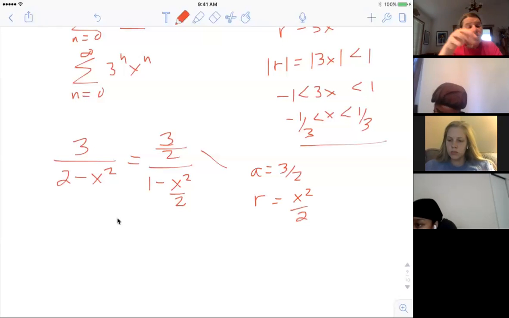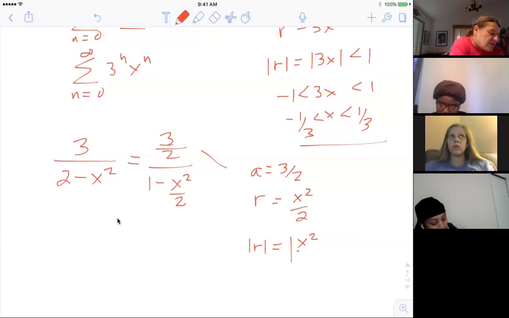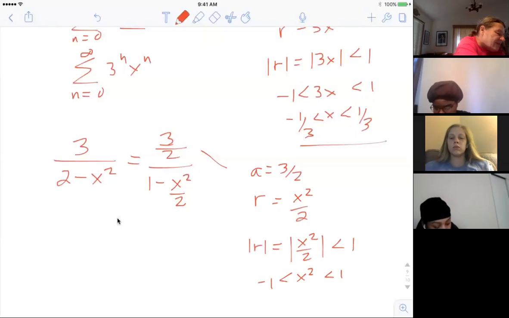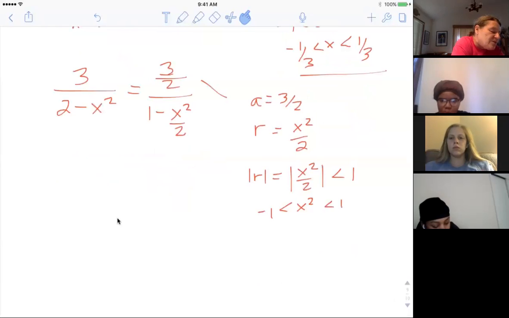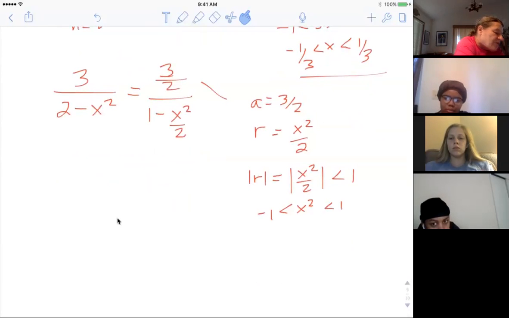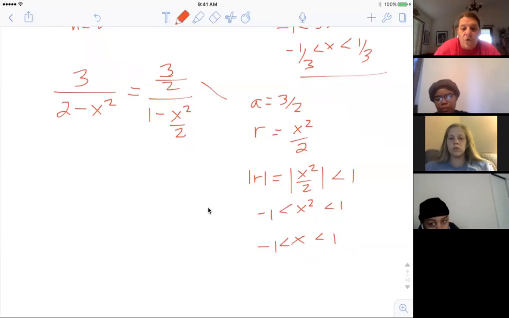And this is going to give me an opportunity to show you what I mean about rewriting things. This is going to converge where the absolute value of R, or in this case, x squared over 2, is less than 1. That says x squared is in between 1 and minus 1, which also means, and this is a little different, guys, that x has to be in between minus 1 and 1. If you don't believe that, pick something outside the interval, like 2 or 1.5, you'll get an x squared that's bigger than 1. Okay, so that's what that looks like.